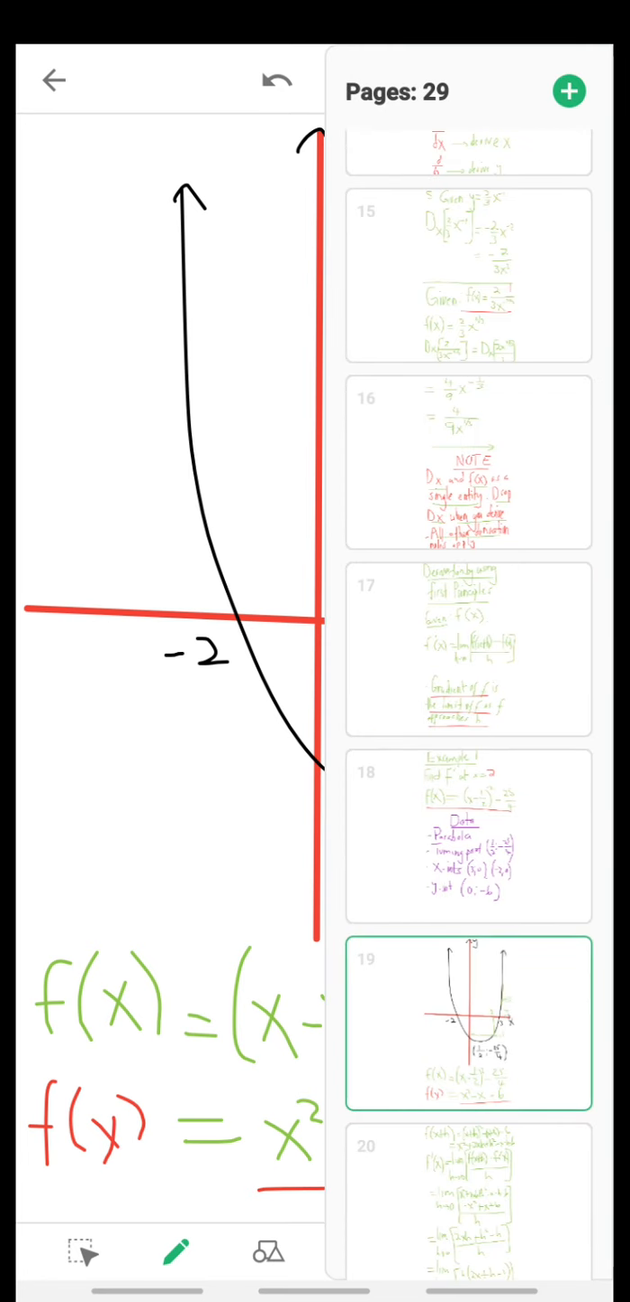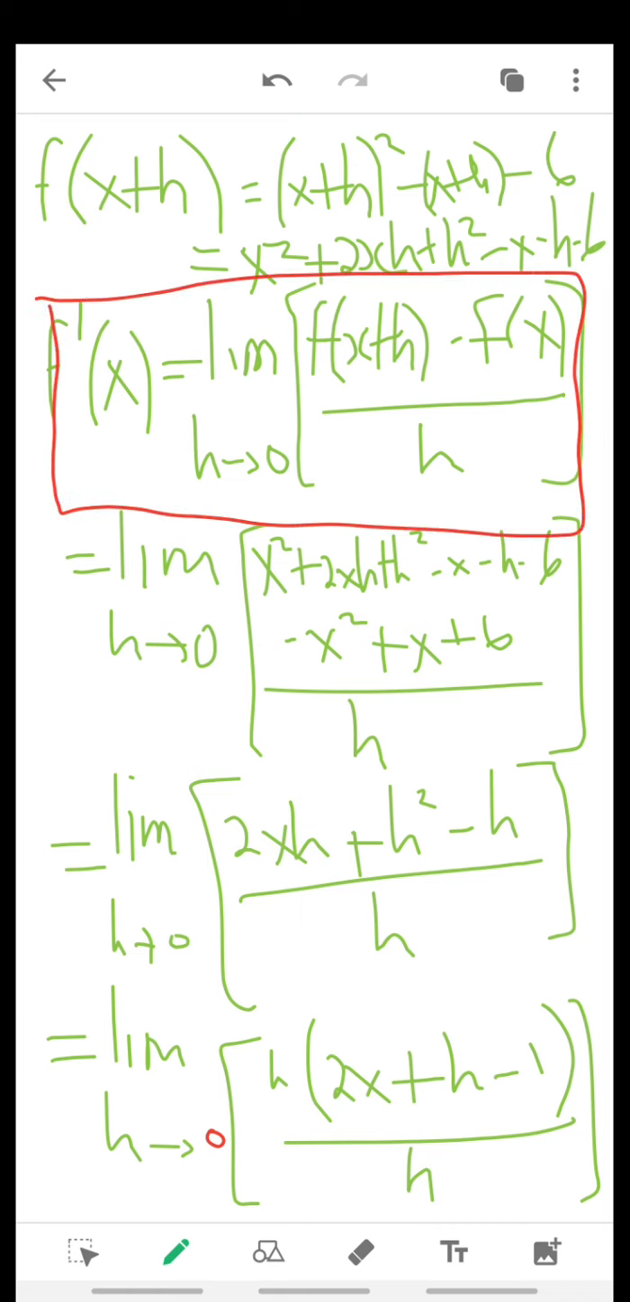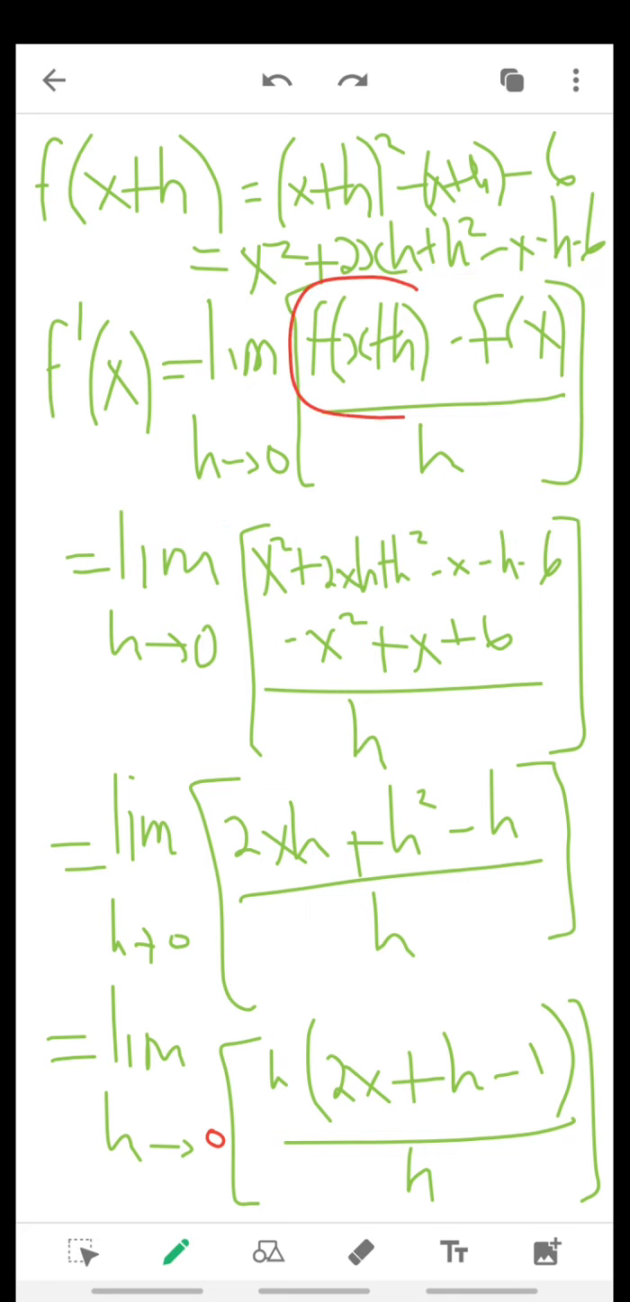And then the next thing is that this is the first principle. In the formula, I noticed that I have f of x plus h, and I need to substitute x plus h.